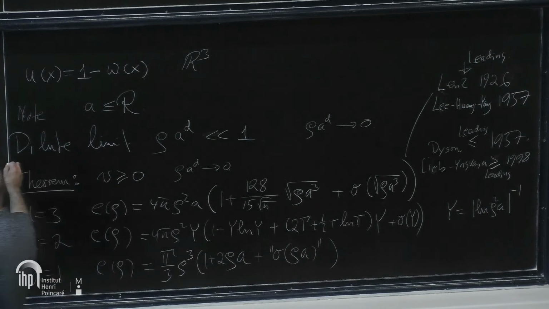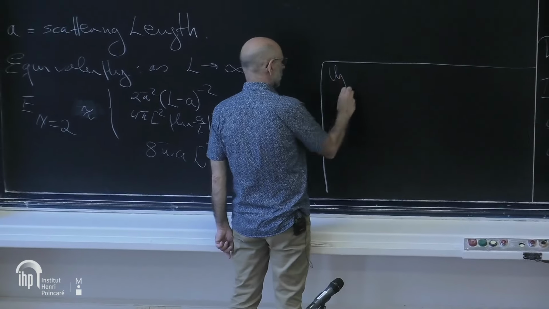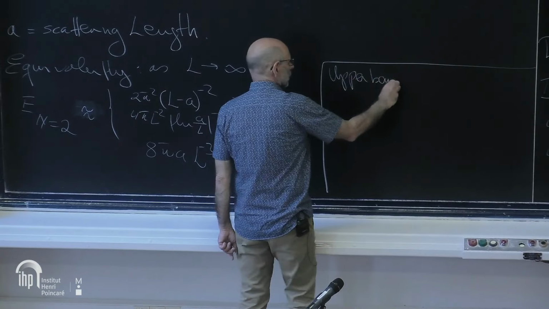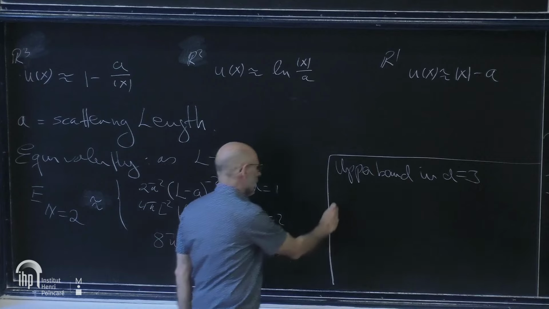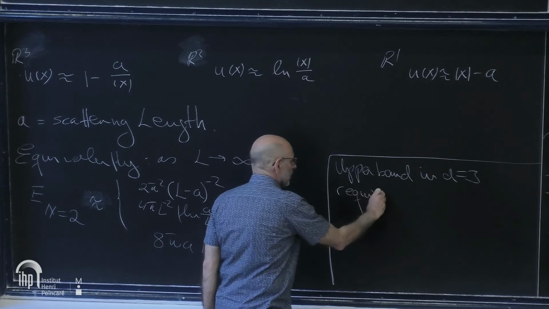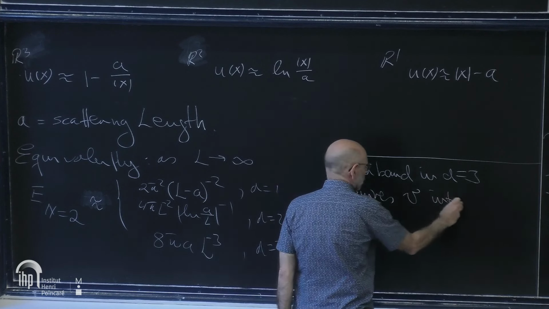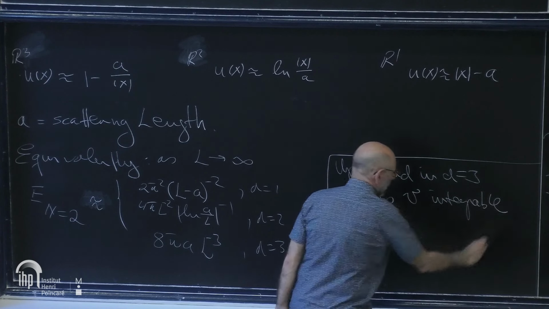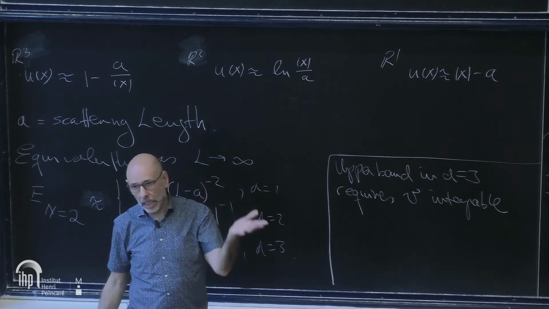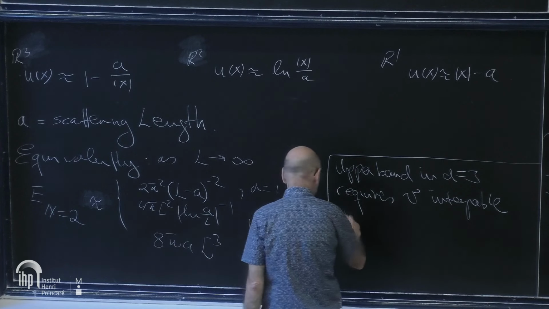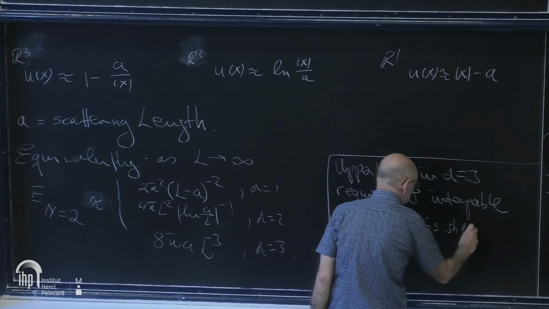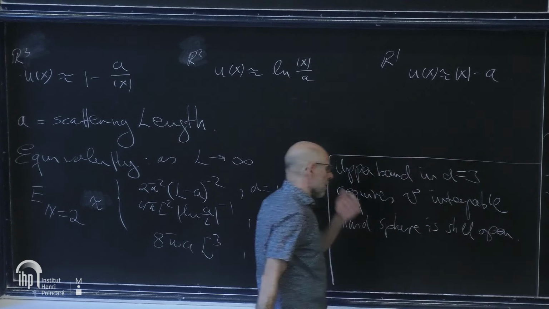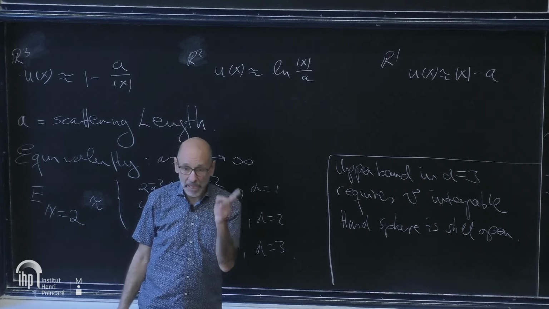So maybe let me just say here that what is needed for the upper bound in D equal to 3 requires V integrable. So we cannot do the hard core, or hard sphere. The hard sphere is still open. It's still open in the thermodynamic limit.